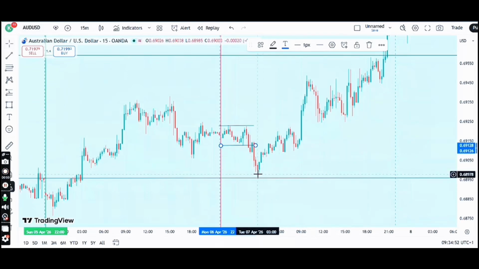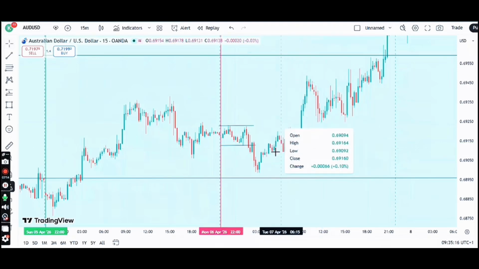If you didn't enter the trade when the market created the low of Tuesday candle, then the next place to take an opportunity is at this particular point, at exactly 8 o'clock to 9:30 or 10 o'clock New York session, depending on how the candle forms. You have to just look within this range.